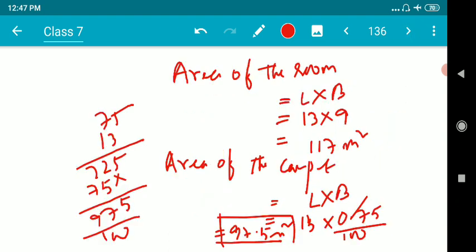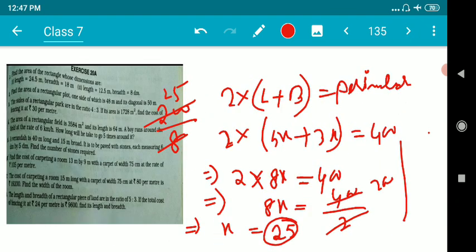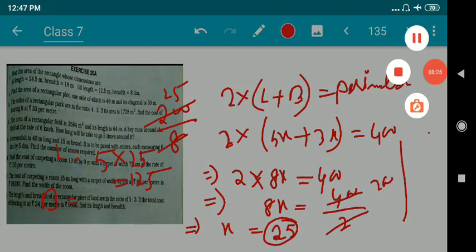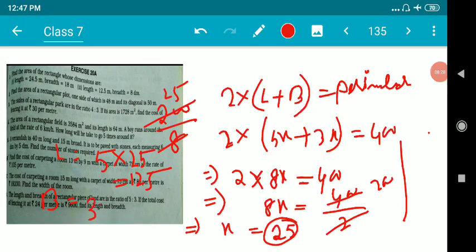So naturally, children, if the value of x comes 25, then what is the length? Length is 5 into 25, which means 125, and the breadth comes how much, children? 3 into 25 comes 75 meter. So 125 meter is the length and 75 meter is the breadth. I believe my explanation is clear. You will try out these questions in this way.